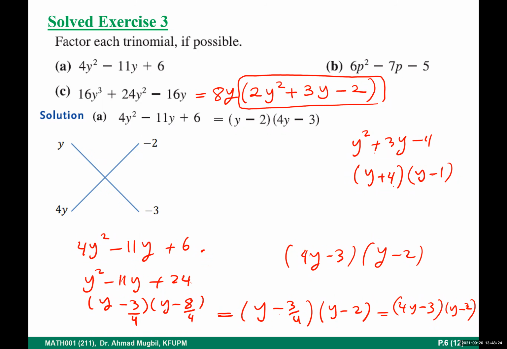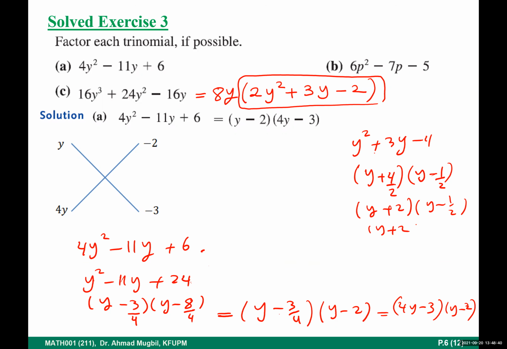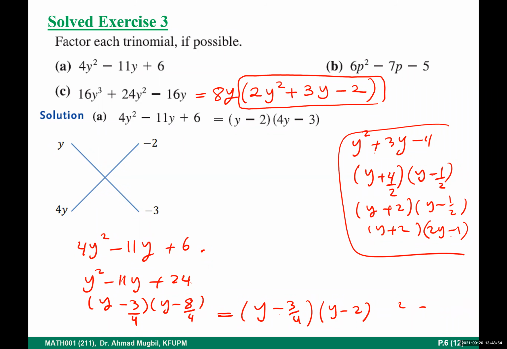Is that right? Then you will divide this by what? By 2. So it will be what? Y plus 2 times y minus a half, which is what? Y plus 2 times 2y minus 1. So in fact, where is the 2? It disappeared. So this is not equal to that exactly. The same here. It is not equal as we did before. So this is why I don't prefer this way. I prefer this way because it is a systematic way.